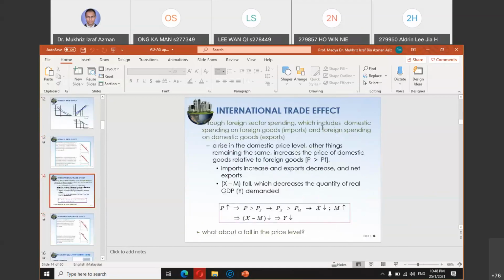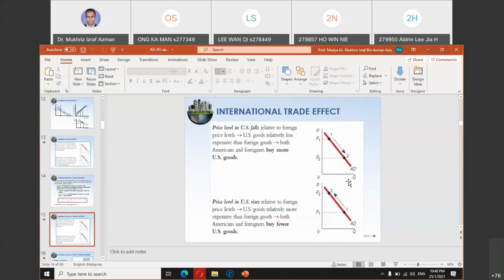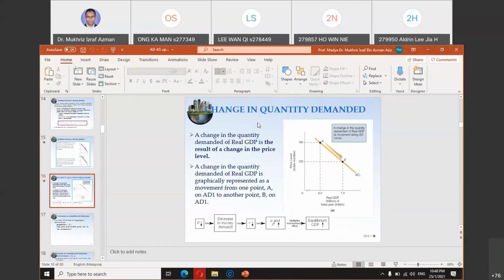And then the last one, the international trade effect. Just understand it on the surface. I think we also discussed this: when imports become cheaper, you are going to buy more imports and less exports, or less local products. And then you also have something similar to what you learned in chapter 2 in your macroeconomics.